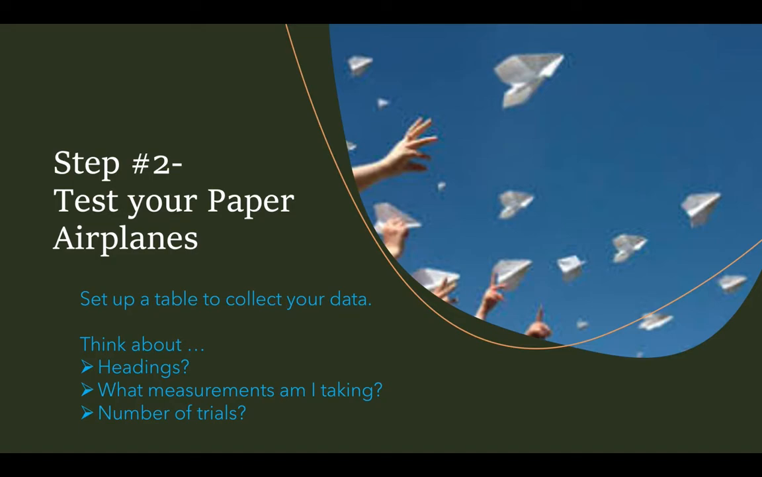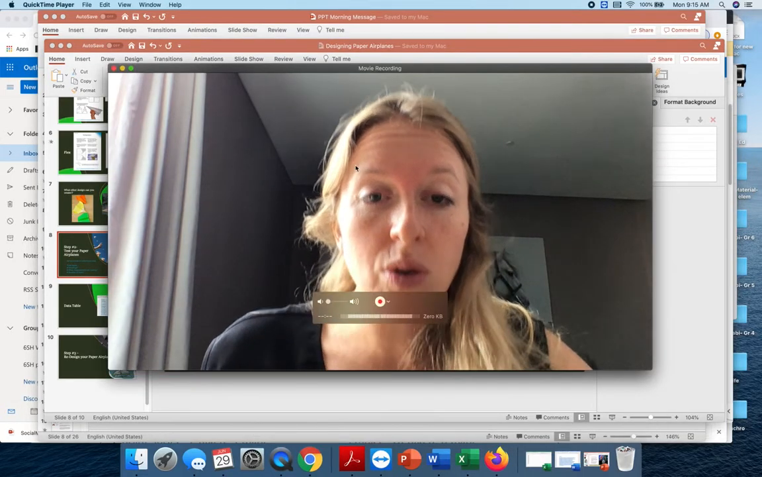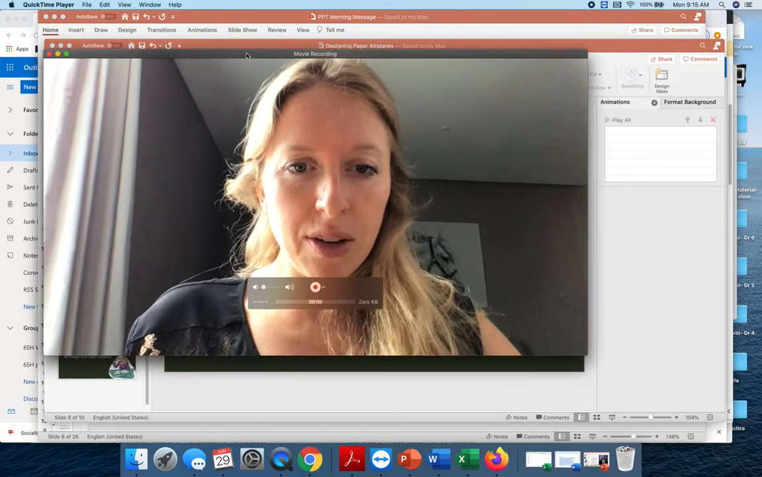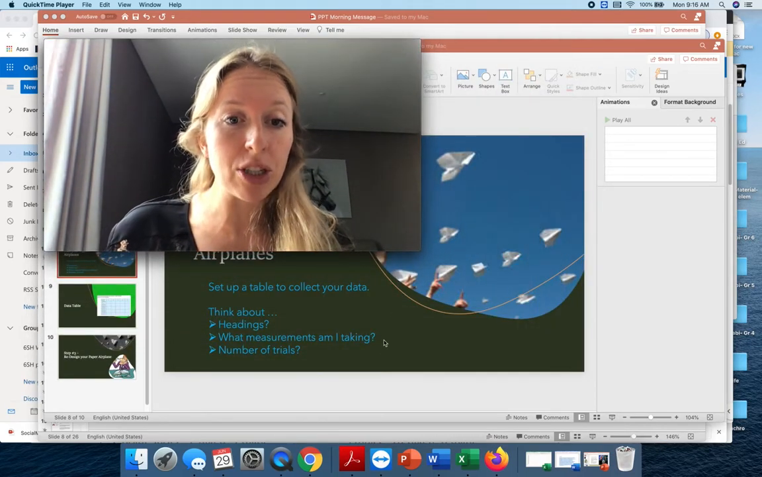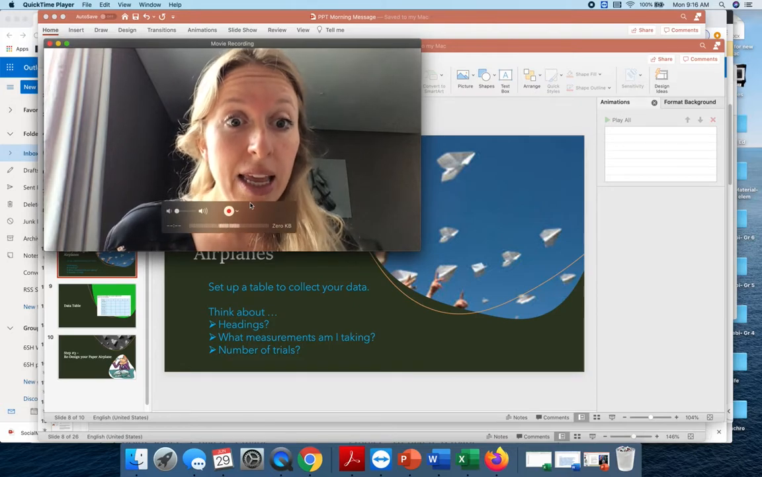So thinking about information such as, well, this doesn't need to be it. This could help drive your mind in the right way. Okay, what headings would you possibly need to have in a table? What measurements are you taking? What data are you recording? How many trials should you be doing for this? That's something you could think about a little bit for setting up a table. What could it look like? What type of information do you need to have shown in your table?